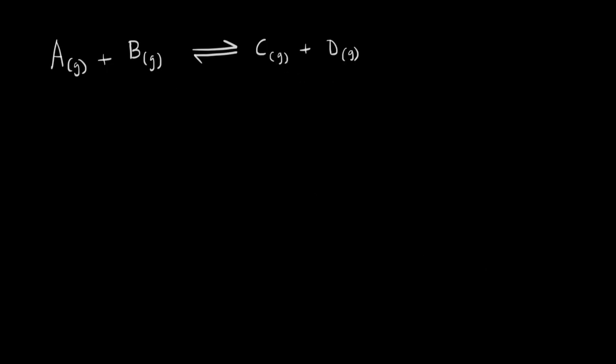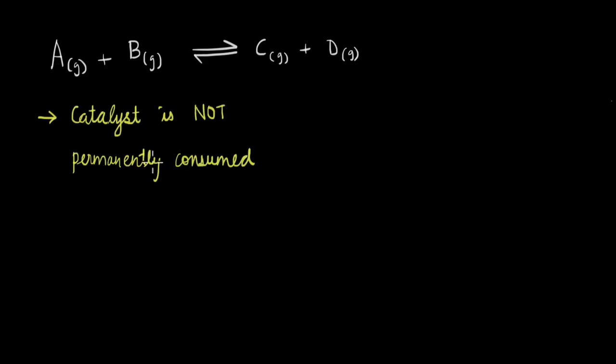So first we need to consider the role of the catalyst in the reaction. Now when we introduce a catalyst, it is important to note that a catalyst is not permanently consumed in the reaction. So if we add a small amount of catalyst at the start of the reaction, we'll get the same amount at the end of the reaction as well. And the other thing is when we introduce a catalyst, there is no change in the other factors like volume, temperature, pressure, or number of moles.